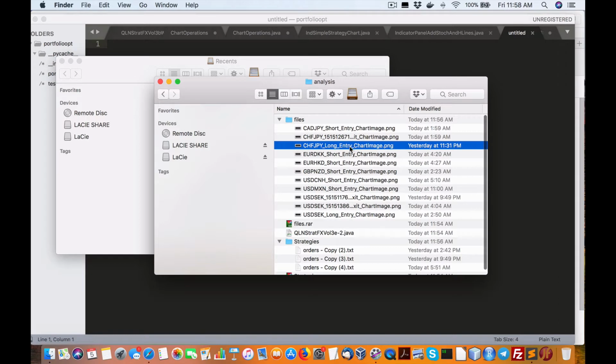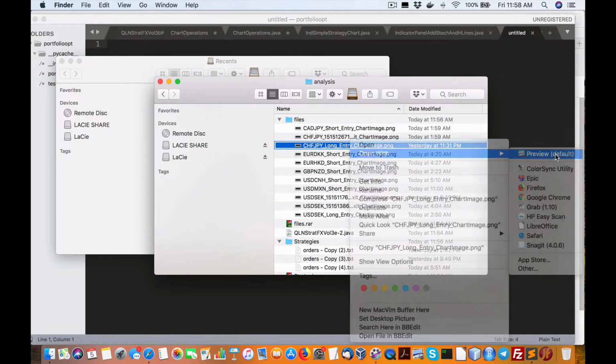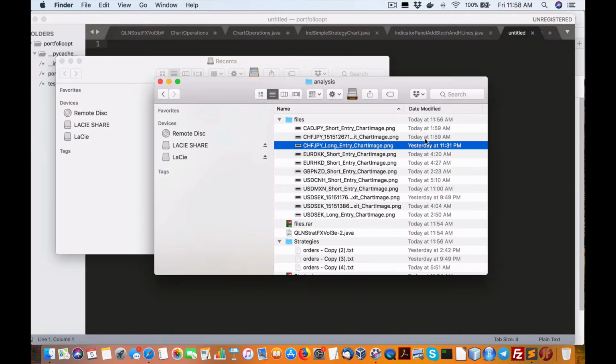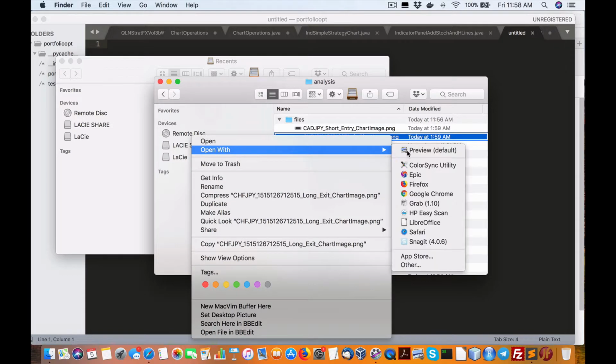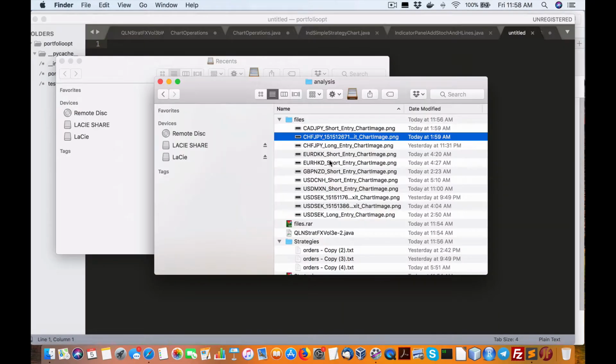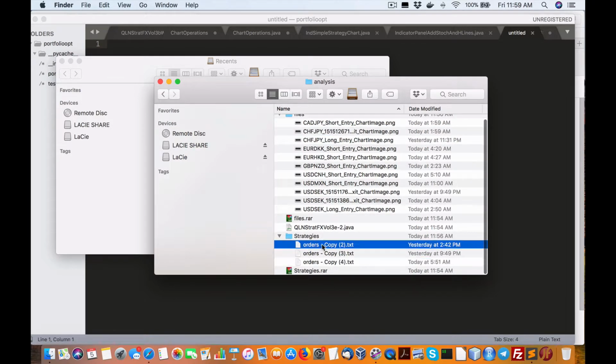visualization of positions when they're about to enter. So this is one of them, and I've got the same thing for the exit as well. Okay, so we'll go through that in detail. Also, we'll go through these order files.